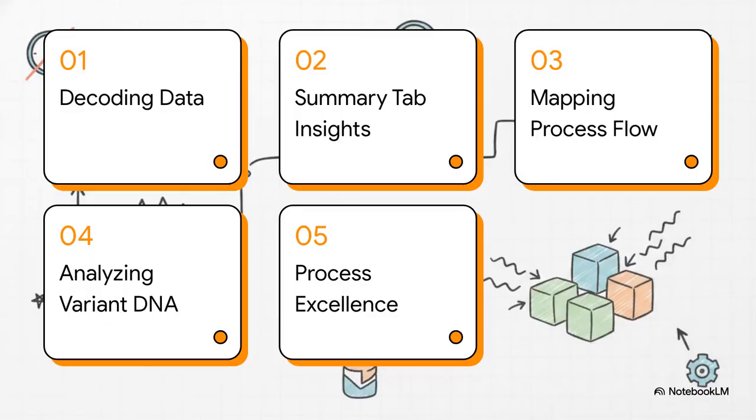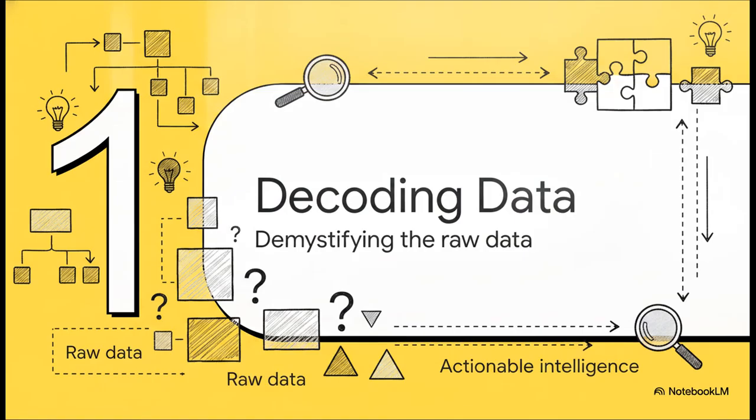So, as process detectives today, we're going to follow a highly structured roadmap: decoding process mining data, gathering summary tab insights, mapping the process flow, analyzing variant DNA, and finally achieving process excellence. All right, let's kick things off. Section 1, Decoding Process Mining Data.